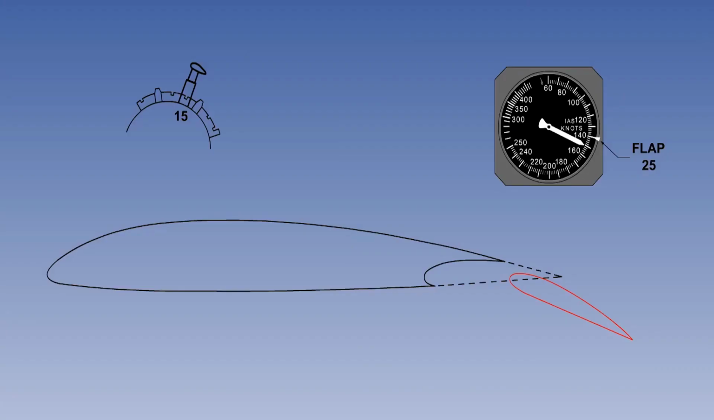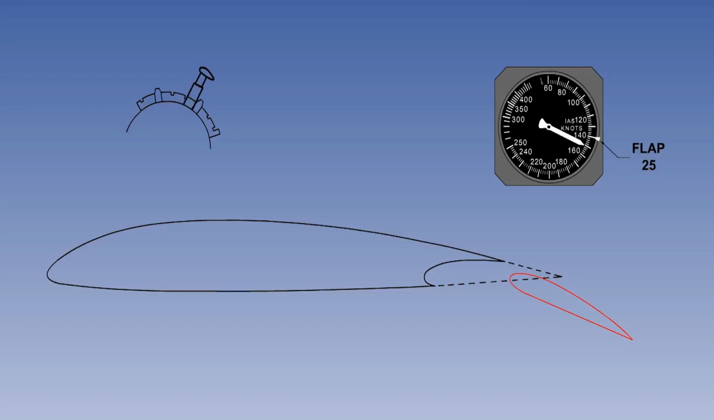The pilot can move the flap selector, but the flaps will not extend until the indicated airspeed is reduced to the value appropriate for that flap setting. These flap angle limiting indicated airspeeds are known as VFE. Excessive dynamic pressure can damage the flaps themselves, their hinges and operating systems, or the wing.